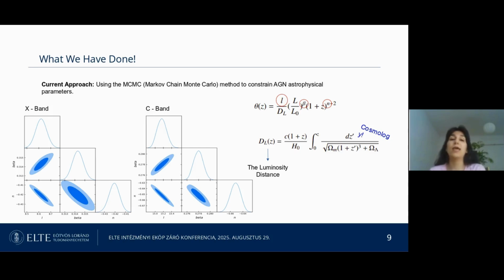But besides this, we want to constrain cosmological parameters like the matter density parameter omega m or the Hubble constant H0. But this also includes challenges, which I am going to mention in the next slide.